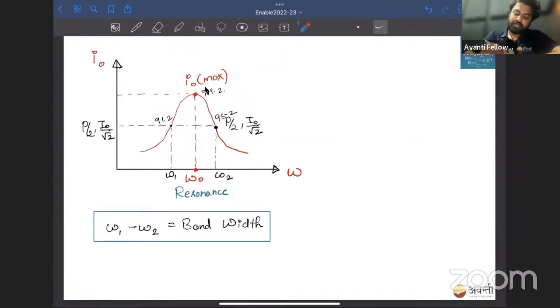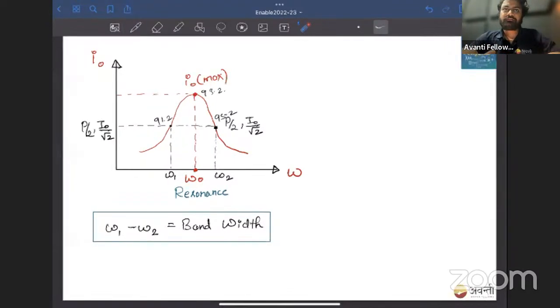So this is power by 2, I naught by root 2, power by 2, I naught by root 2. So there will be two corresponding frequencies, and the difference of these two corresponding frequencies is called bandwidth. Okay? Are you understood? Understood, bachcho?